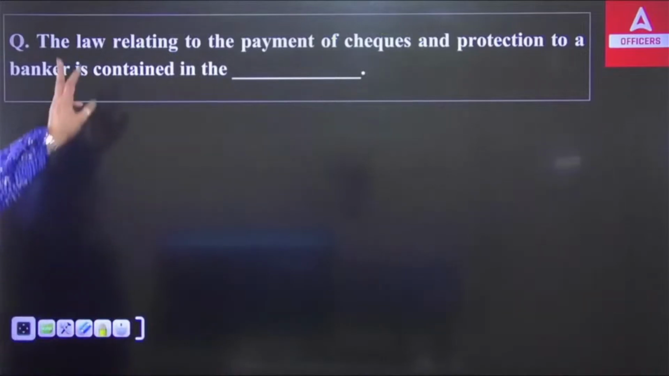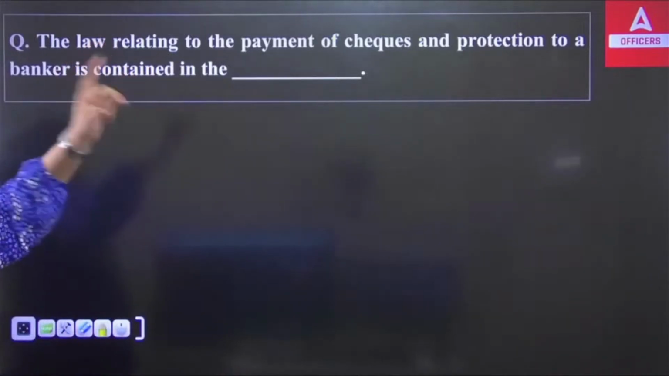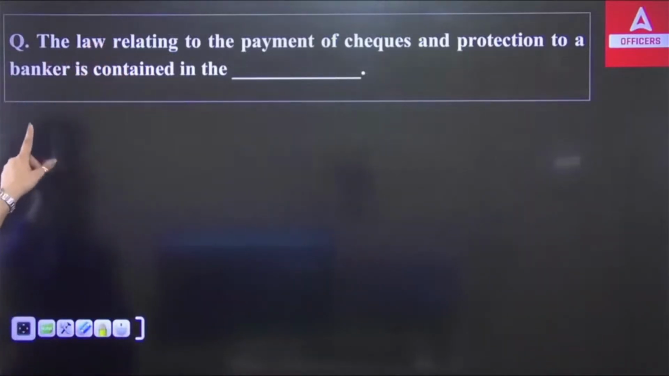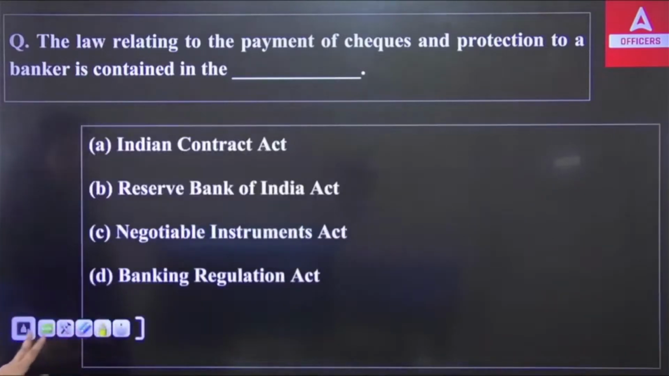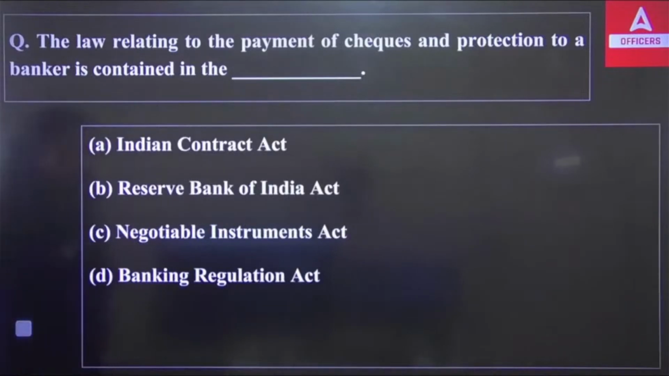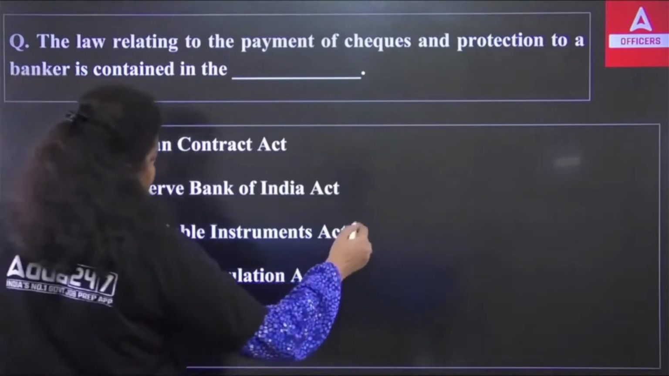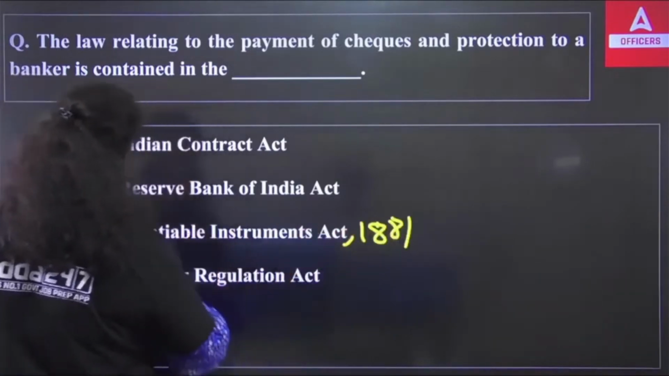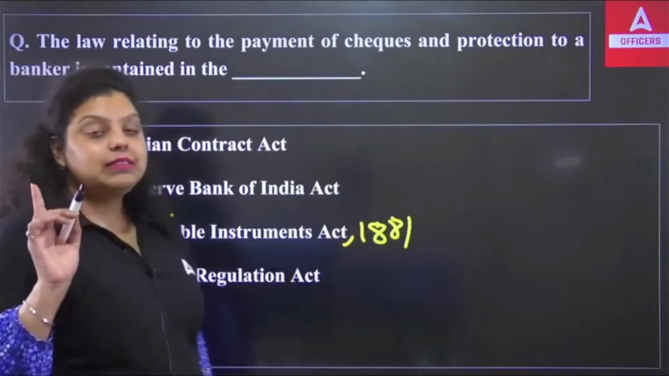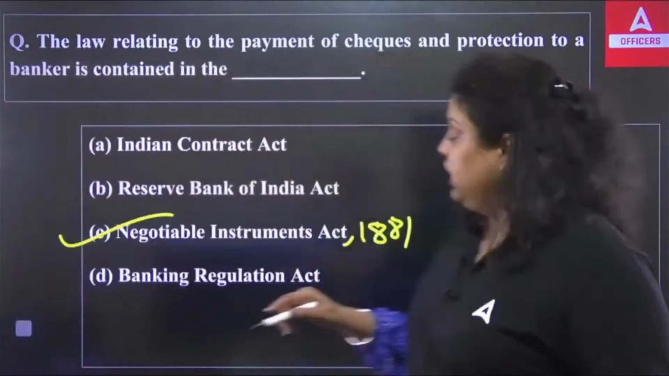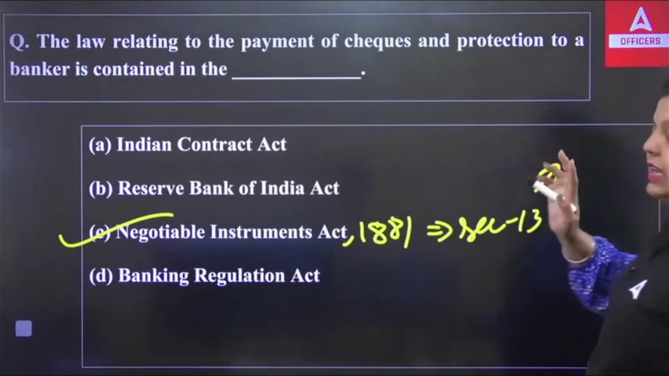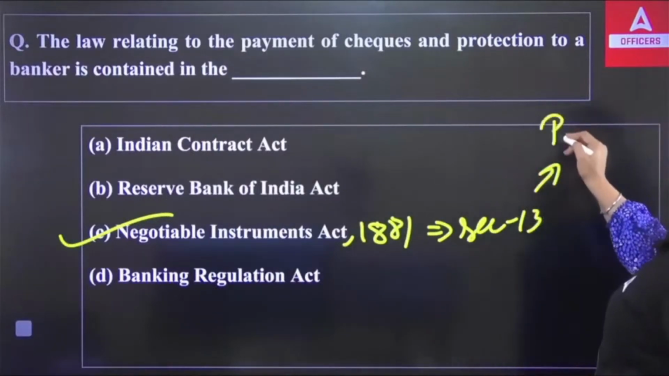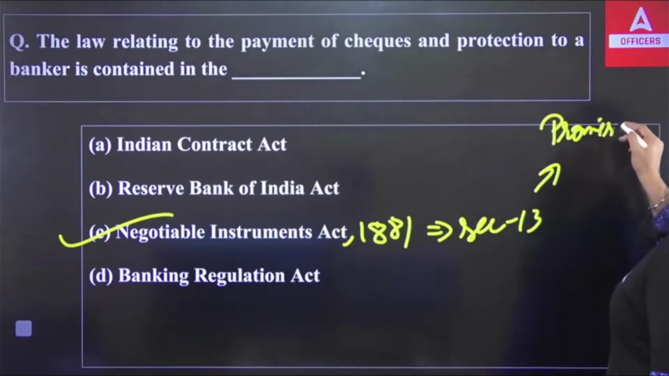Then the question is asking: the law relating to the payment of a check and the protection of a banker is contained in which of the following acts? We have the Indian Contract Act, Reserve Bank of India Act, Negotiable Instruments Act, and Banking Regulation Act. The Negotiable Instruments Act was introduced in the year 1881, and section 13 of the Negotiable Instruments Act 1881 says that we have 3 negotiable instruments. First, we have the promissory note.